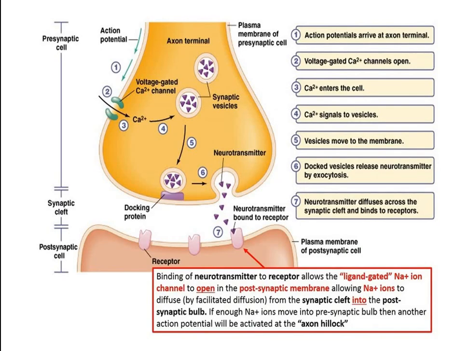The picture showing the three parts of synaptic transmission: presynaptic cell, synaptic cleft and postsynaptic cell. There are 7 steps followed. Action potential arrives at the axon terminal, voltage gated channels are opened, calcium enters the cell, and signals the vesicles. Vesicles move to the membrane, docked vesicles release neurotransmitter by exocytosis. Neurotransmitter diffuses across the synaptic cleft and binds to receptors.